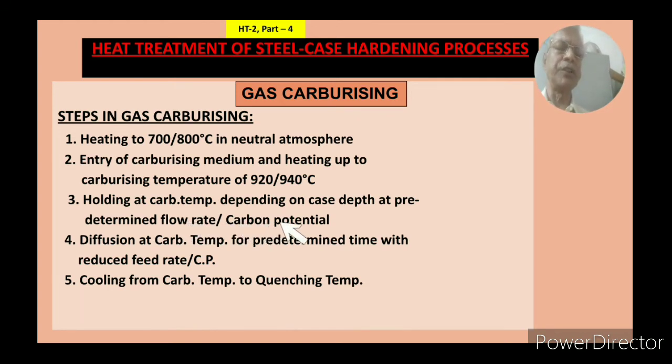And this carbon potential also you have to maintain according to what case depth you want. After the carburizing cycle, you have to go for a diffusion cycle at almost the same temperature, maybe 10 degrees less, for a predetermined time with reduced feed rate. Here you have to slightly reduce the feed rate as well as CP, like 0.8 to 0.7, so as to control the entire case. Then cooling from carburizing temperature to quenching temperature, which we generally keep around 840.